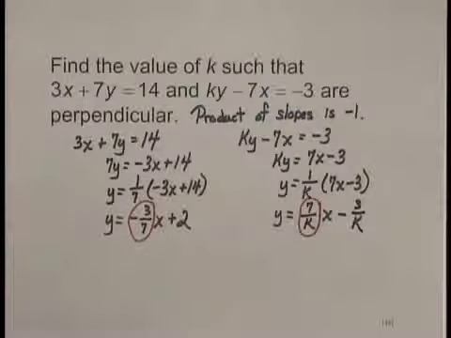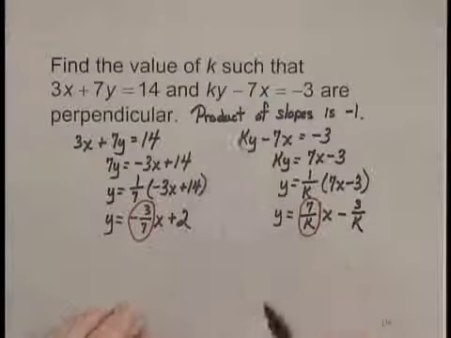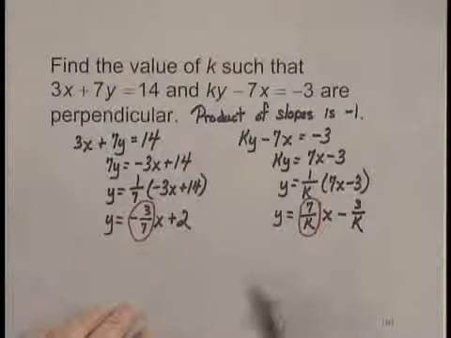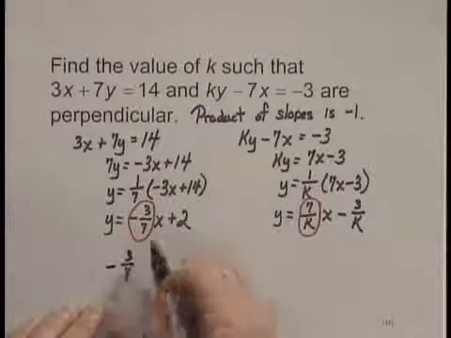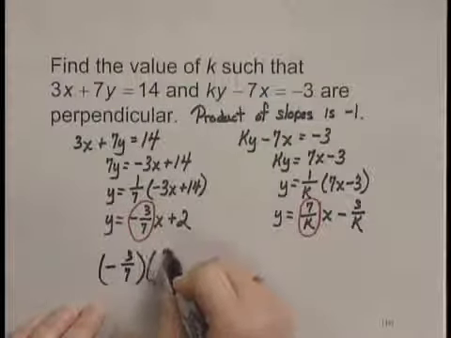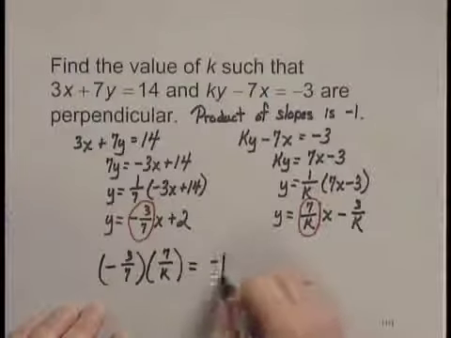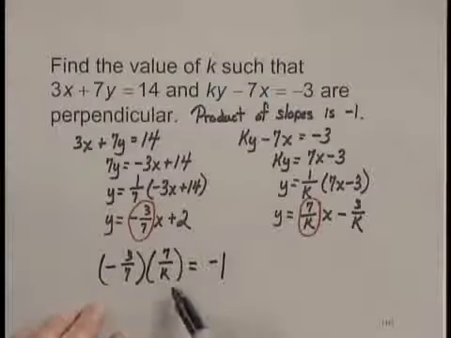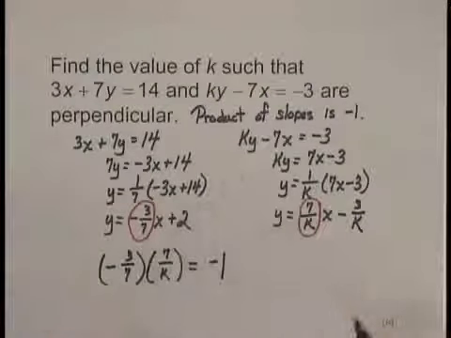Now, remember that we're told that the lines are perpendicular. This means that the product of these slopes must be negative 1. That tells us that negative 3/7, which is the slope of the first line, times 7 over k has to equal negative 1. And if we can solve this for k, we'll be able to determine the value of k that makes those lines perpendicular.